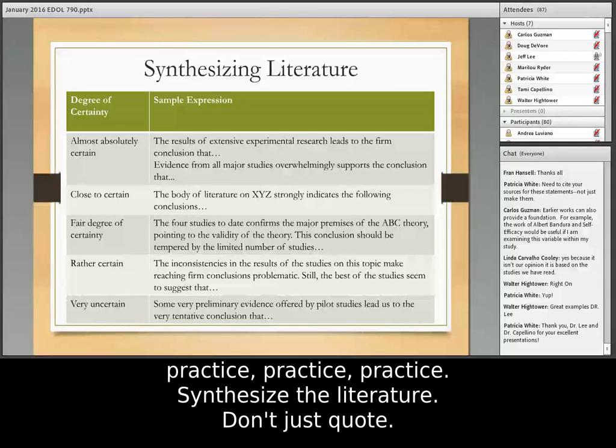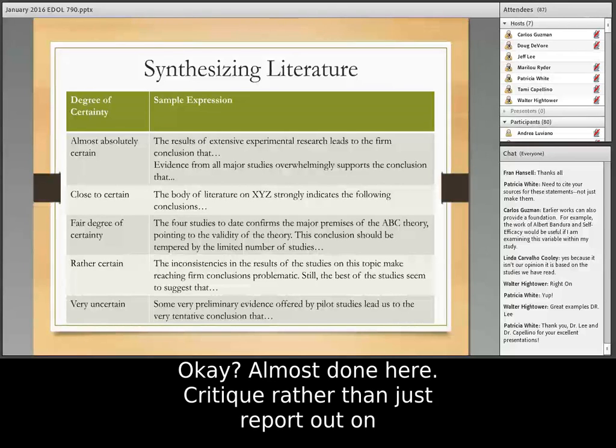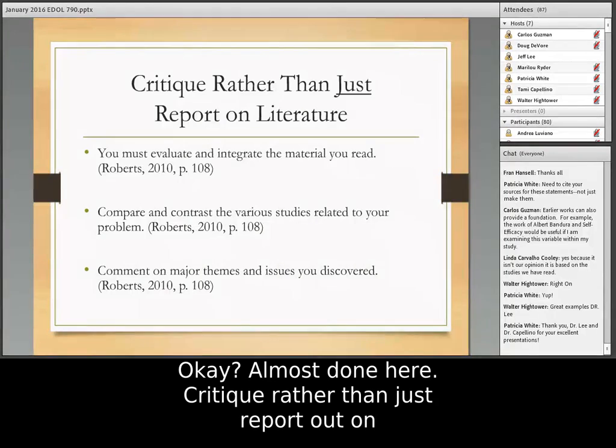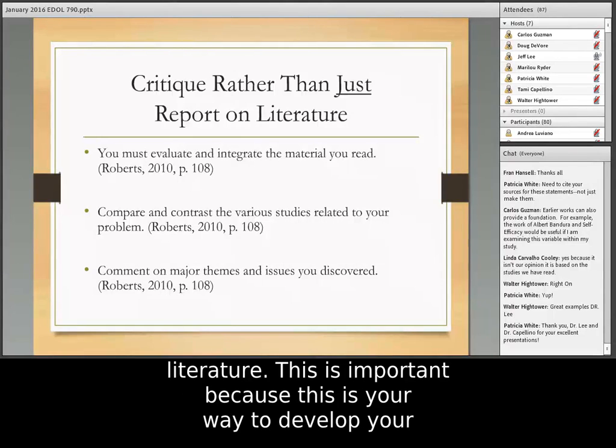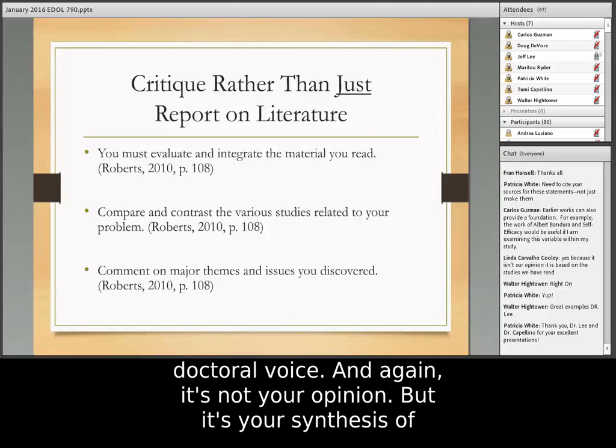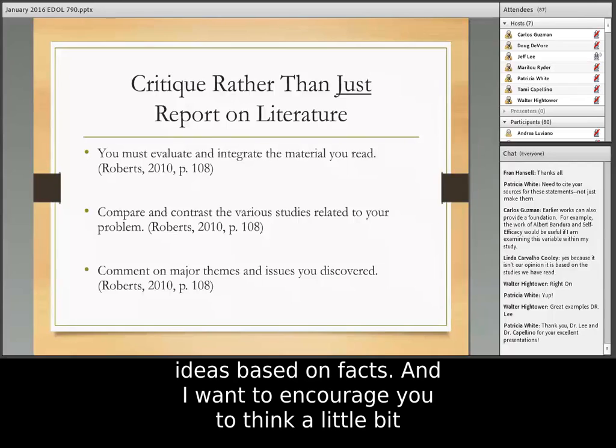So again, practice, practice, practice. Synthesize the literature, don't just quote. Okay, almost done here. Critique rather than just report out on literature. This is important because this is your way to develop your doctoral voice, right? And again, it's not your opinion, but it's your synthesis of ideas based on facts.